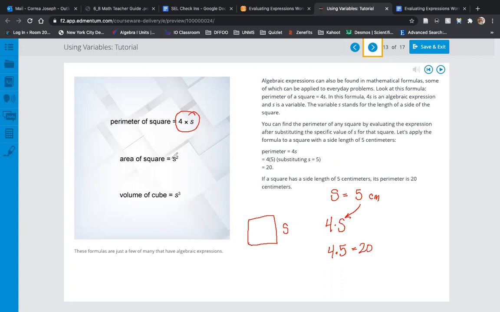So S squared, right? Remember we talked about exponents last week? And that means S multiplied by S. So if I wanted to find the area of this square here, remember area is a measure of how much stuff fits inside of a square. So in this case here, it's going to be S times S, or it's 5 times 5. The area for this square would be 25.